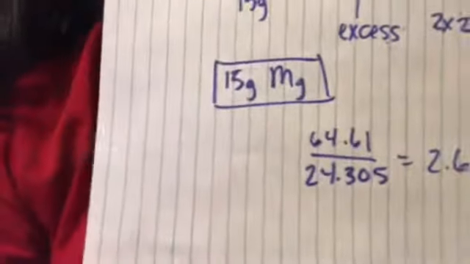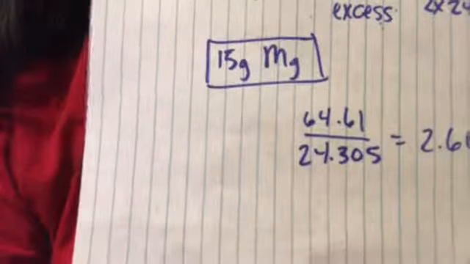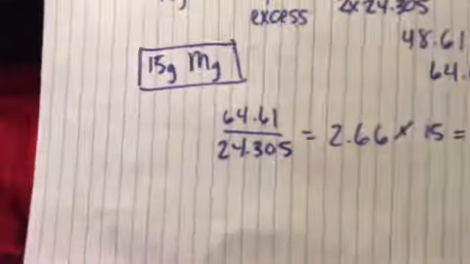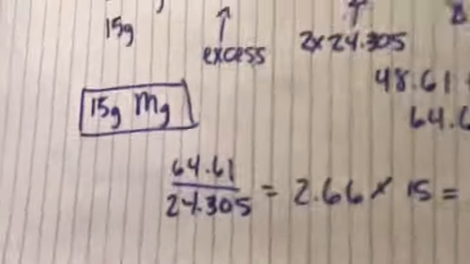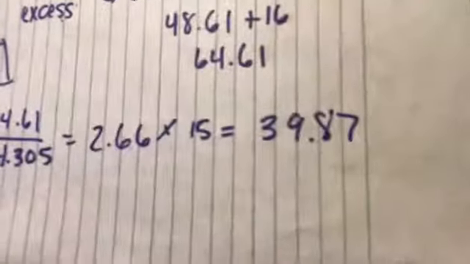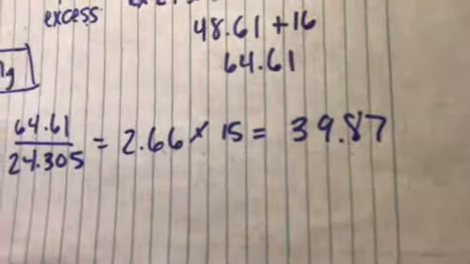And then the molar mass of magnesium, which is 24.305. So I put those, divided them out, and I got 2.66 times 15, since it's what was given to us. And it equaled 39.85 grams.